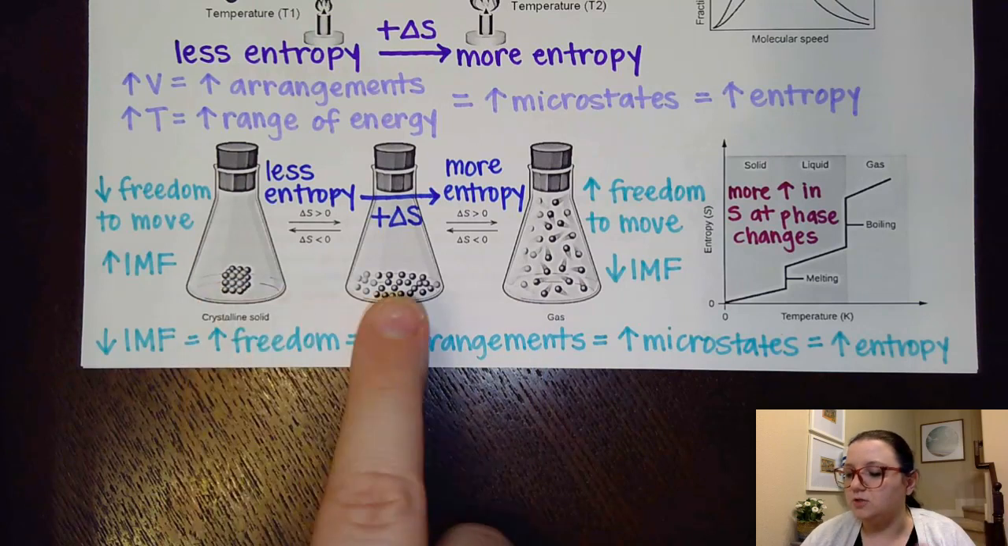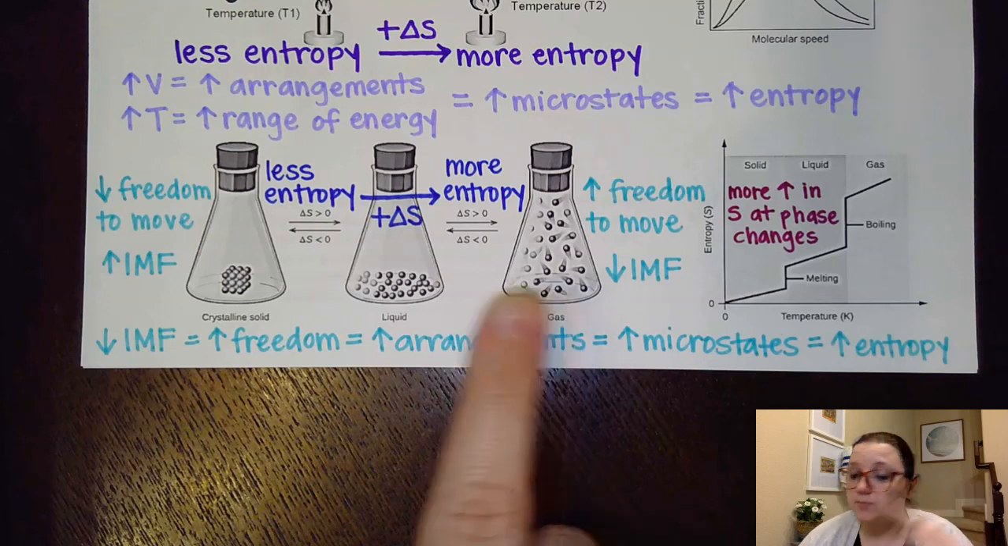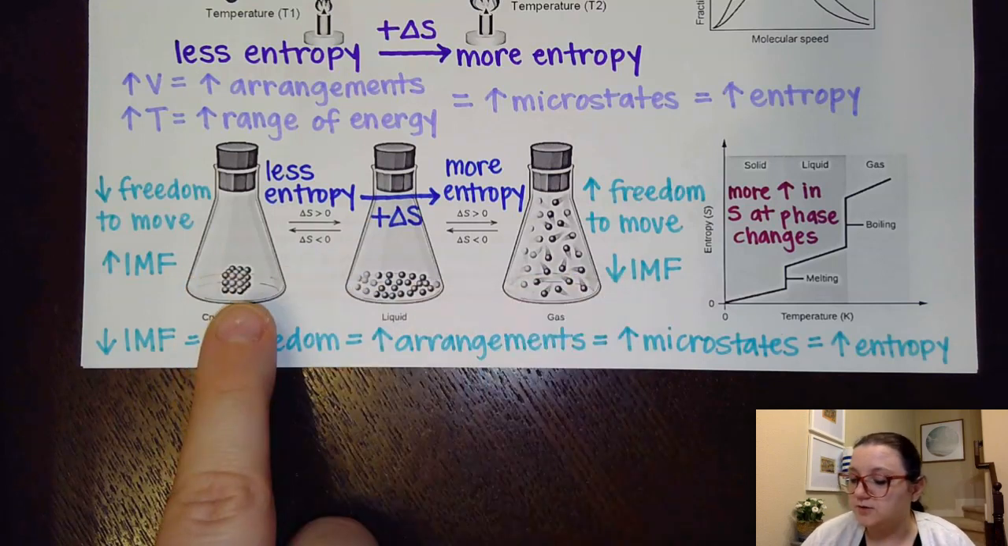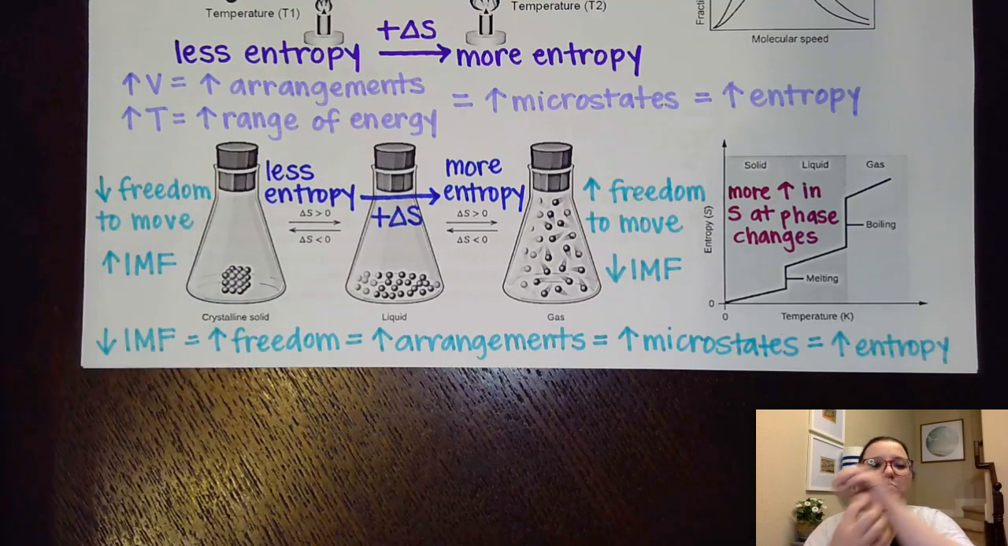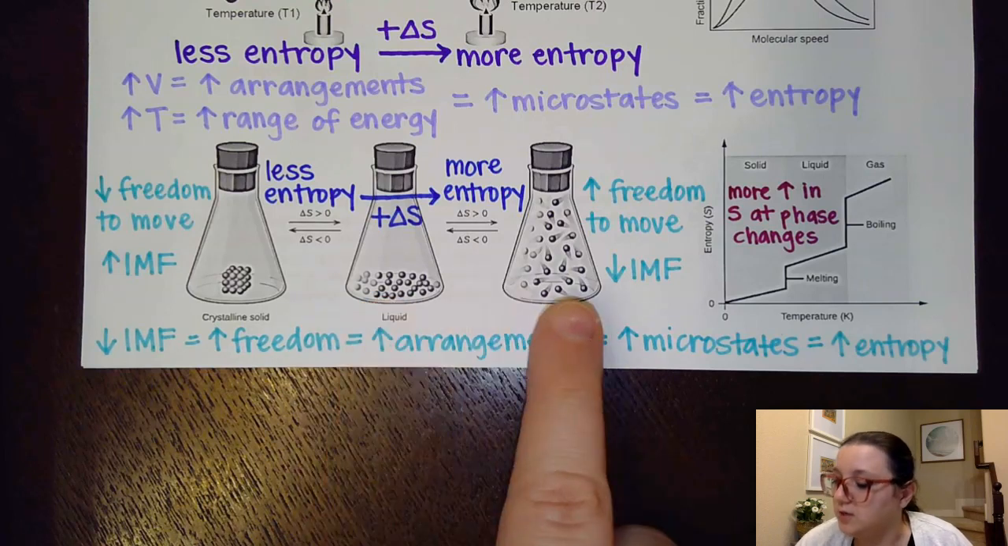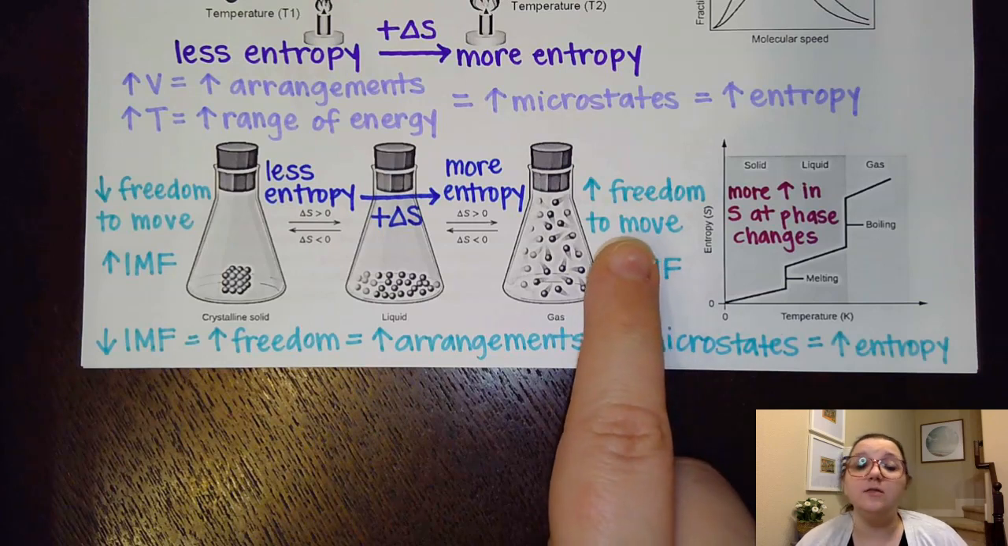If I'm going from a solid to a liquid to a gas, that means I am changing my IMFs. I'm breaking those IMFs. Over here is a solid. Those IMFs are high, meaning there's less freedom to move those molecules around. Their position is pretty much stagnant where it's at. However, as I go from a liquid then to a gas, I'm breaking those IMFs. I'm decreasing those IMFs.